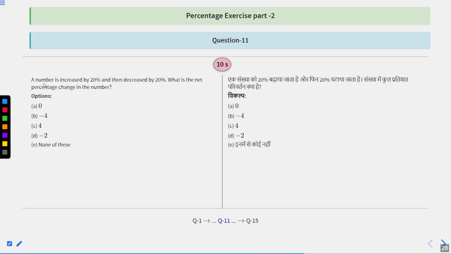Next is, a number is increased by 20% and then decreased by 20%. What is the net percentage change in the number? You have 5 options and 10 seconds to solve this question. Your time starts now.